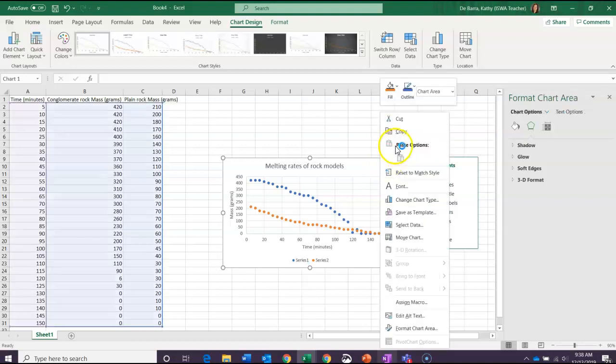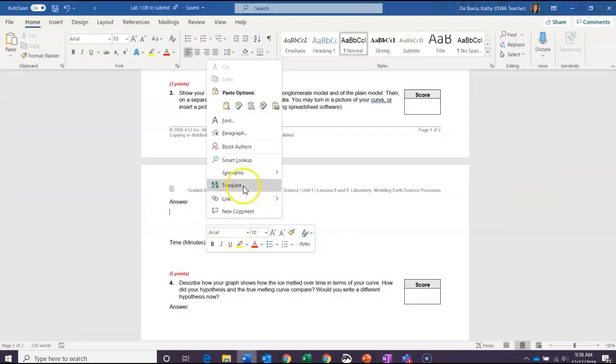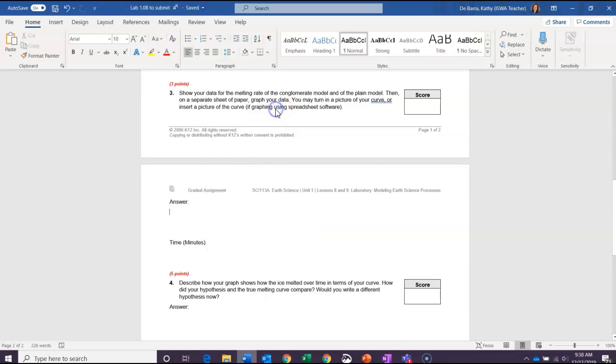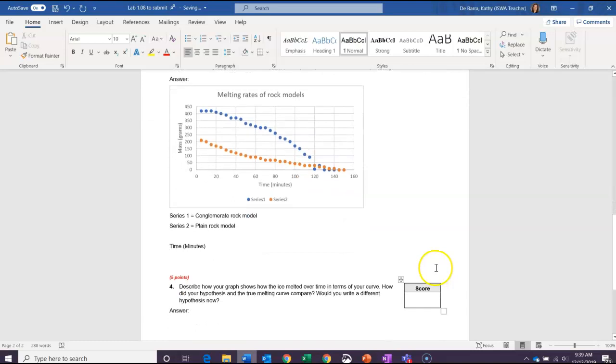But let's copy this. So I'm going to copy the chart. I'm going to take it back to our lab document, and I'm going to paste it in. And there we go. So number 3 is answered. You could put a legend down here. So series 1 and series 2. Oh, sorry. It's the plain rock model. Okay, and that's all you need to answer number 3.